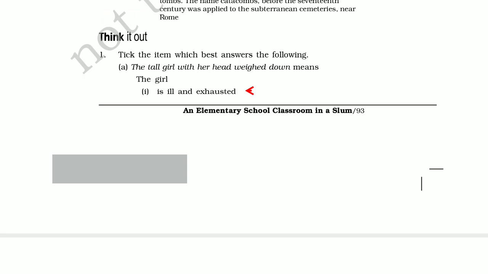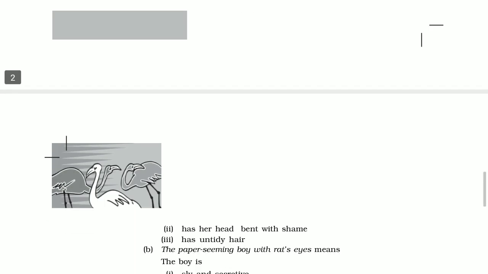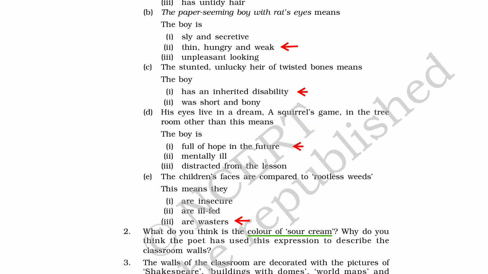Tick the item which best answers the following. The tall girl with her head way down means she is ill and exhausted. The paper seeming boy with rat's eyes means he is thin, hungry, and weak. The stunted, unlucky hair of twisted bones means the boy has an inherited disability. His eyes live in a dream, a squirrel's game in the tree room, and other than this means that the boy is full of hope in the future. The children's faces are compared to rootless weeds. This means they are wasters.